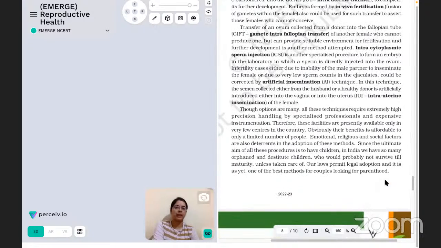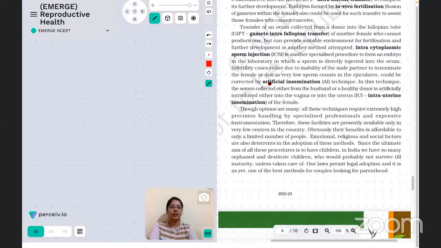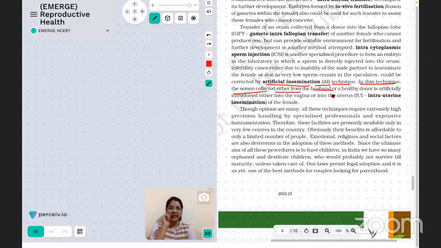यहाँ पे आपका आ जाएगा artificial insemination, which is AI technique. And in this technique, the semen is collected from the husband or the healthy donor, and that is artificially introduced either into the vagina or into the uterus. That means IUI of the female. So AI is prominently used in case of those males जिनका sperm count लो है. लेकिन IUI जो होगा, intrauterine insemination, this will be performed in case of the females.